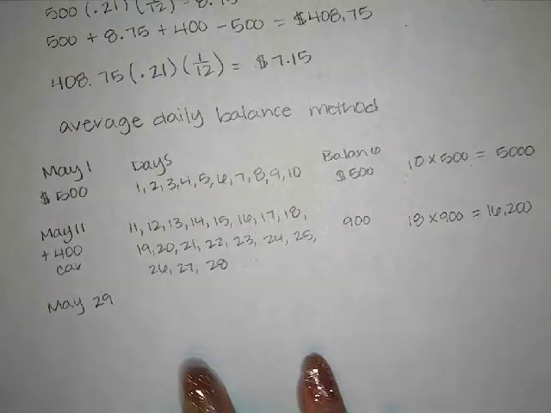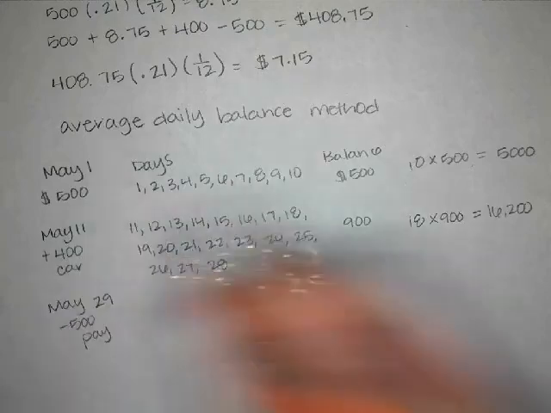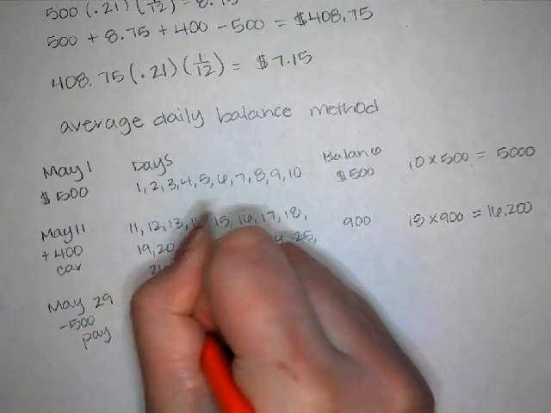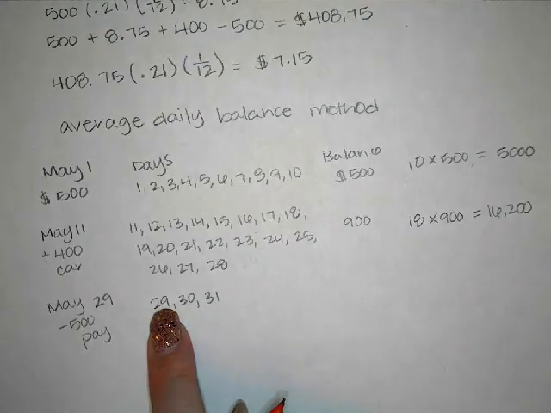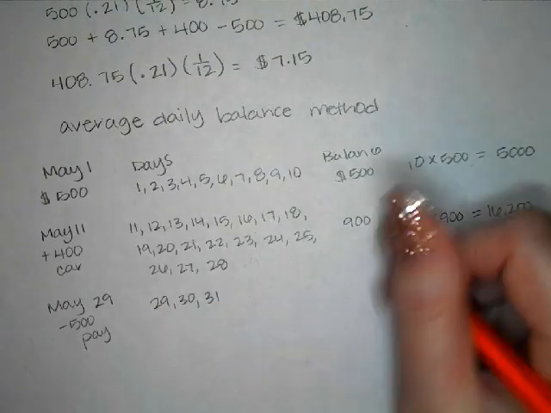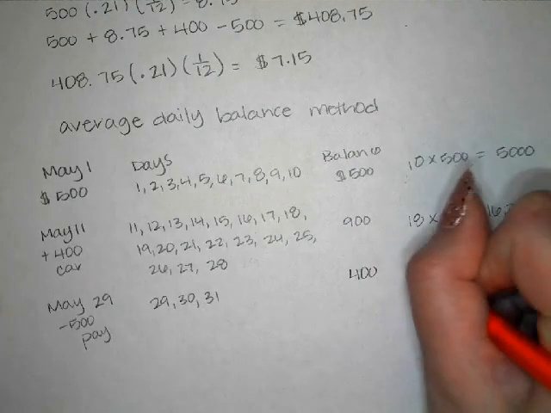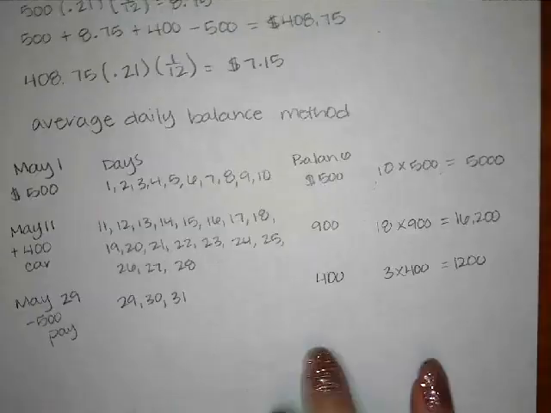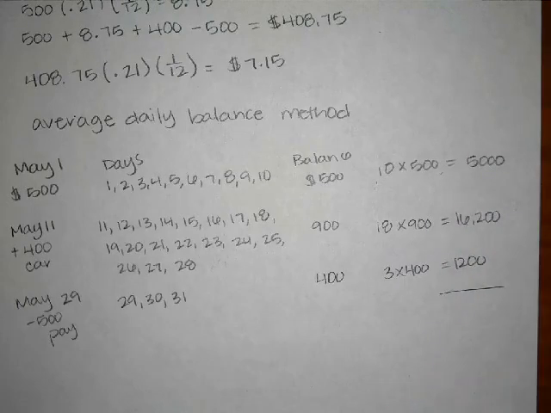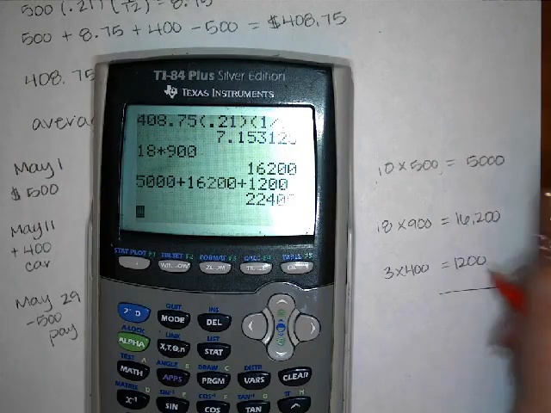Okay, and then on the 29th, you make a payment of 500. So this is the 29th, 30th, and 31st. 31 minus 29 is only 2, but this is clearly 3 days. Okay, so you make a payment of 500. That means we got 400 right here. So 3 days times 400 is 1,200. Okay, so what we have to do is total these, find their sum. And the sum is 22,400. We're going to divide that by 31 days.